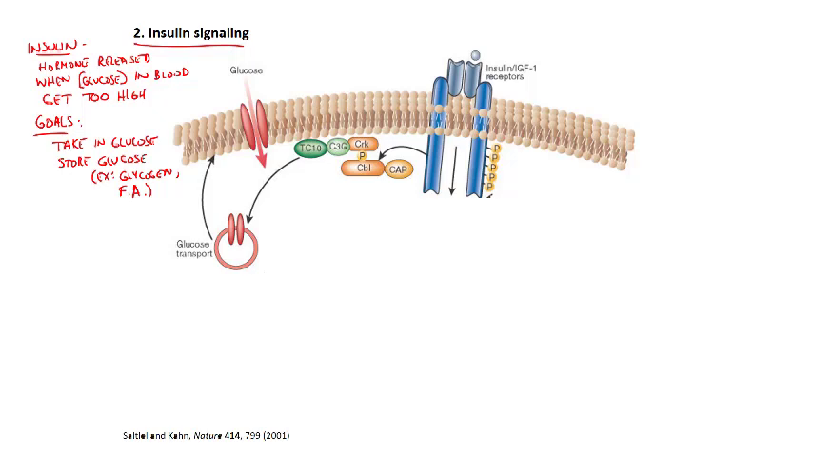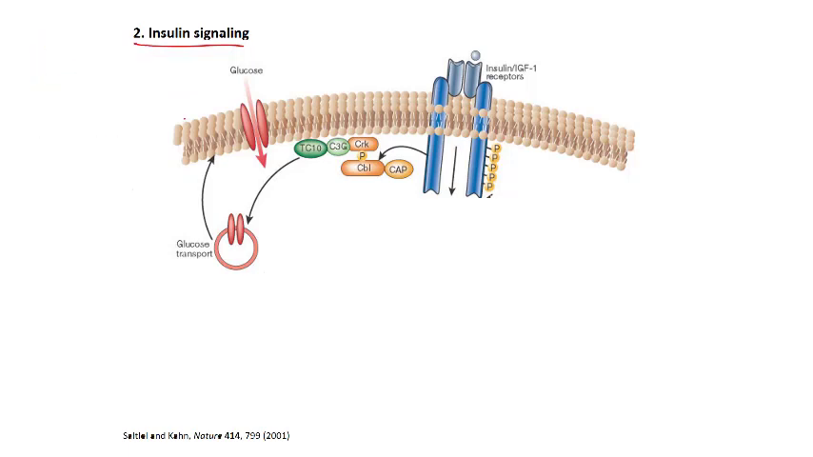The whole process of insulin signaling is the process of going from here to here. We start with an insulin signal when blood glucose levels get high, and we end up taking in glucose and storing it. So let's take a look at how that works. All right, so our signal is insulin.